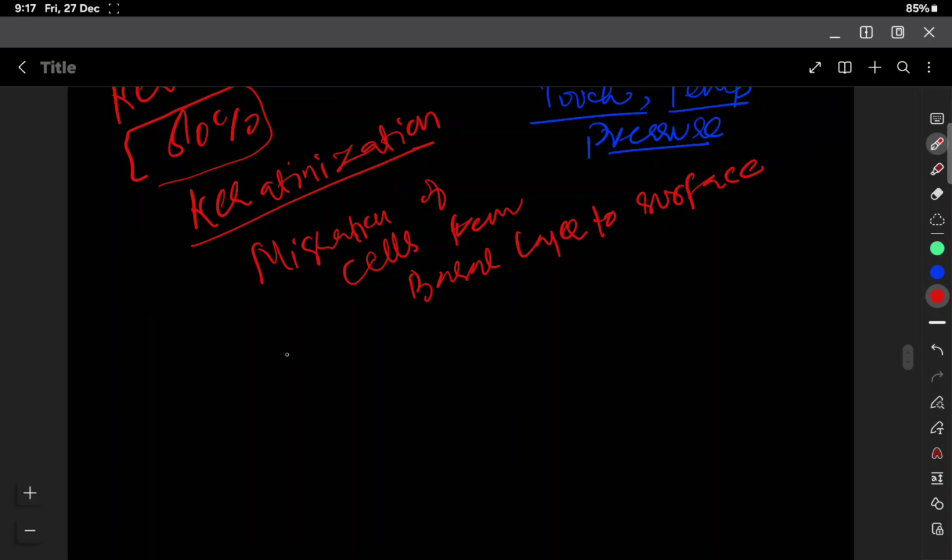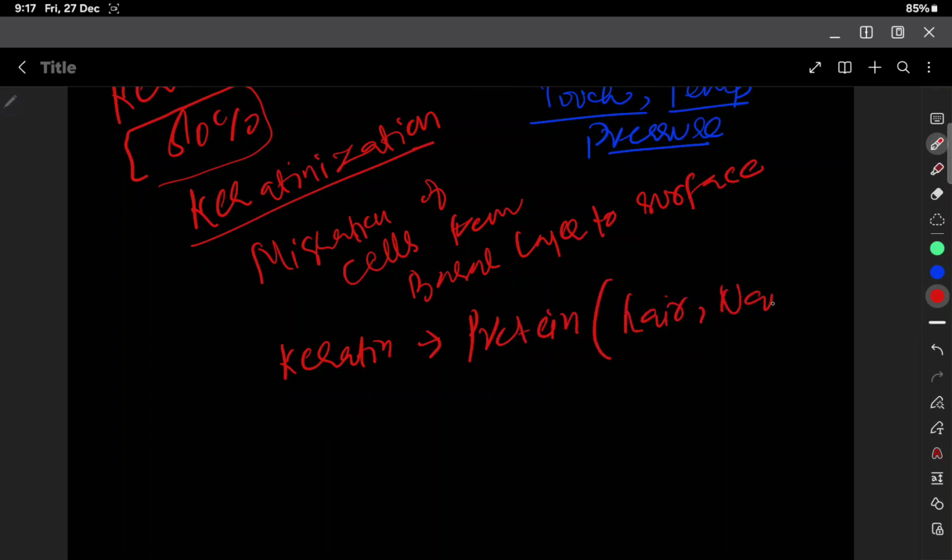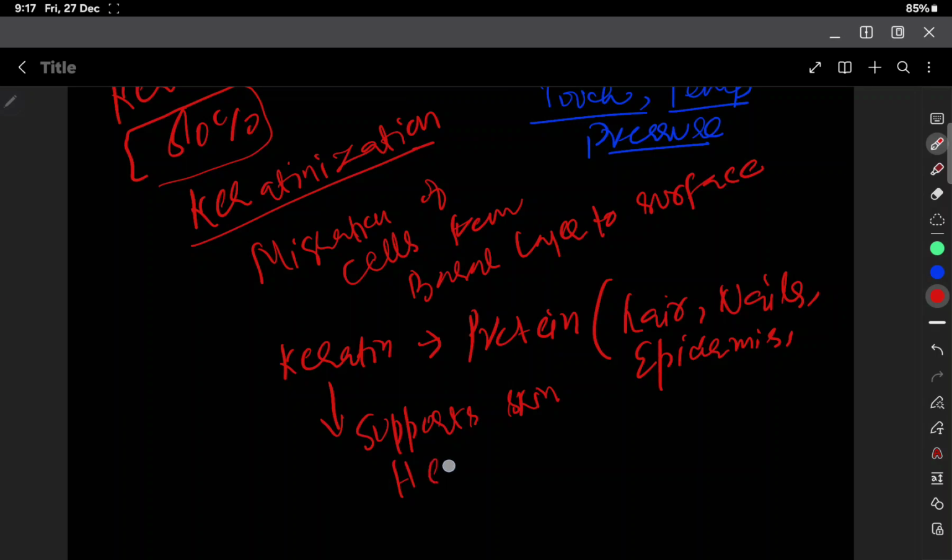Keratin, I already told you what keratin is. Keratin is a protein that helps to form nails and the epidermis of skin. It supports skin and gives toughness to the skin. It helps in healing wounds, and it keeps hair healthy. So these are the functions of keratin.